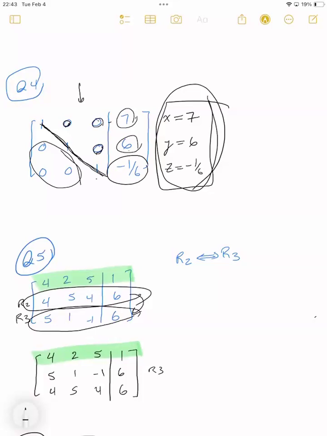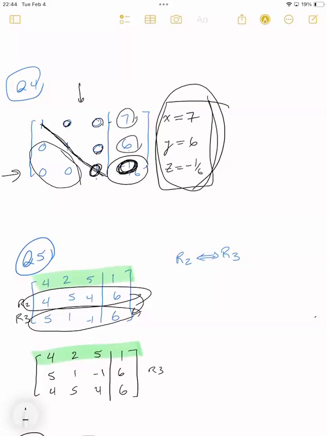So a matrix is in row echelon form if it satisfies the following conditions. Any row consisting entirely of zeros is at the bottom. So if, let's say, you do the operations and you end up with 0 here. If you have all zeros, that has to be on the bottom, okay? If you end up with a row that has all zeros, that has to be on the bottom.